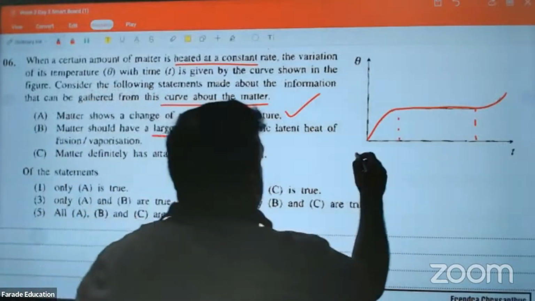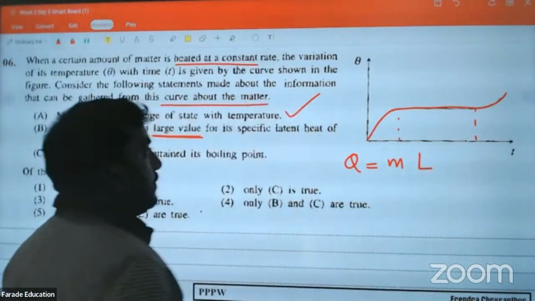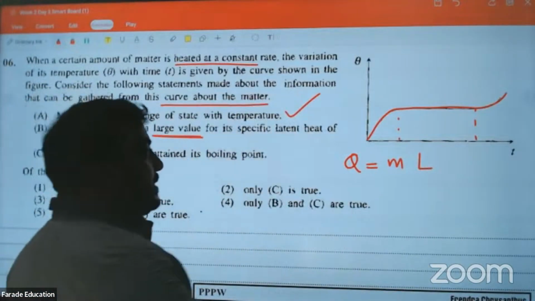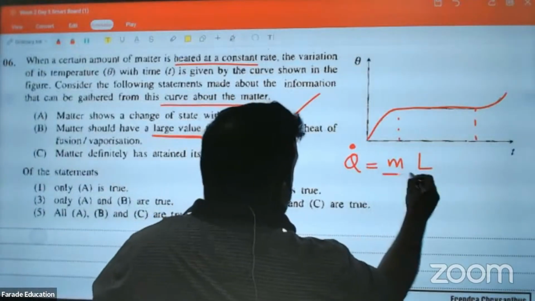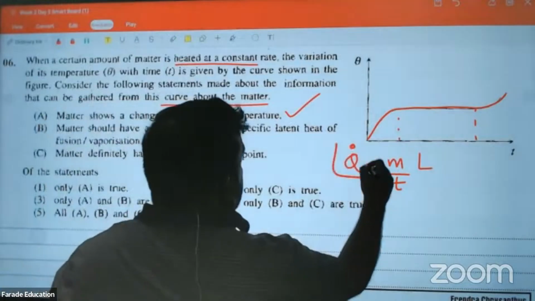Next is Q is equal to ML. Why is it taking a long time? Q equals P times t. They're telling you heat at a constant rate. This is constant.